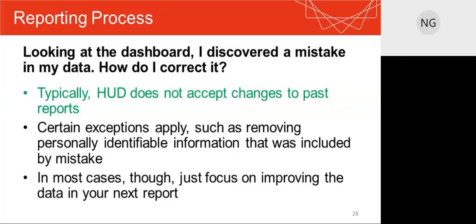Looking at the dashboard, I discovered a mistake in my data from a previous report. How do I correct that? Typically, HUD doesn't accept changes to past reports. There are certain exclusions that can apply to that, like removing personally identifiable information that was included by mistake. But in most cases, we encourage you just to focus on improving the data in your next report and not worry about going back to adjust a previous report.